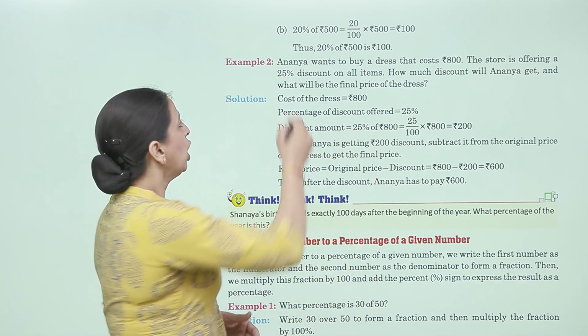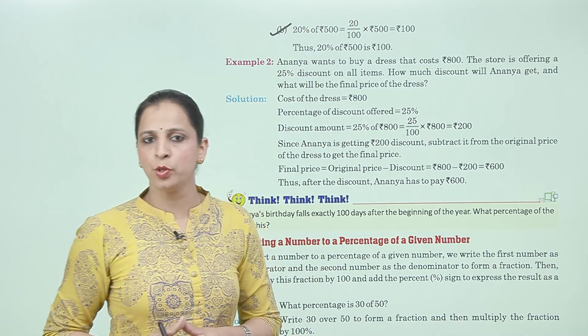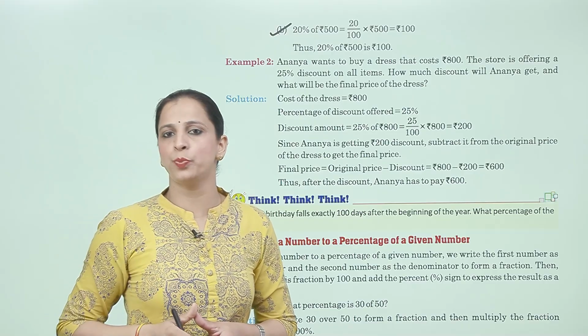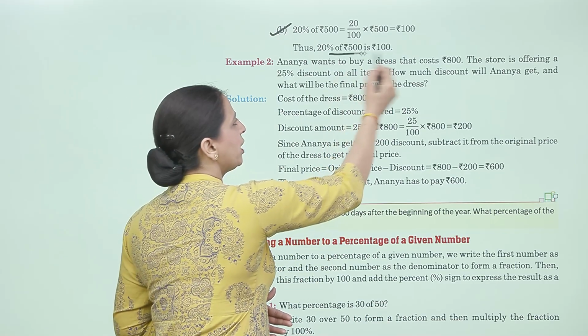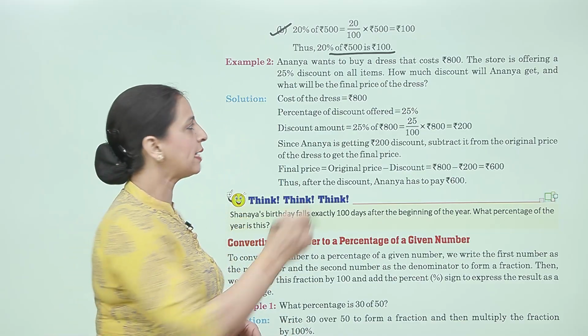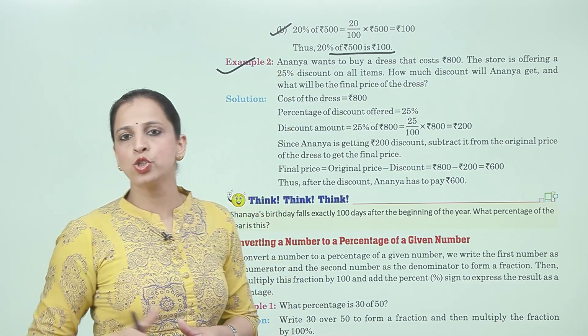Now B part is 20% of rupees 500. 20% means 20 upon 100 into 500, that is equals to rupees 100. Thus 20% of rupees 500 is rupees 100. Now example 2. Anaya wants to buy a dress that costs rupees 800.